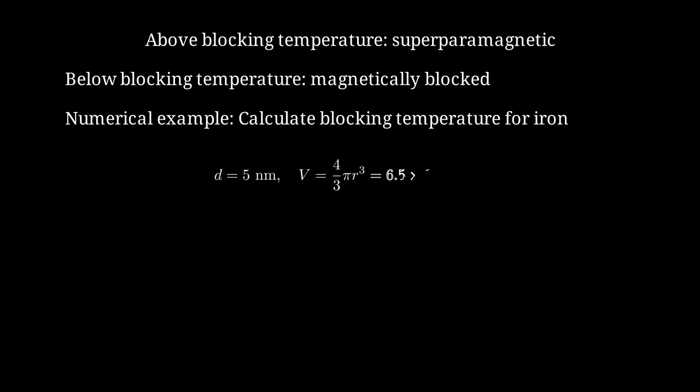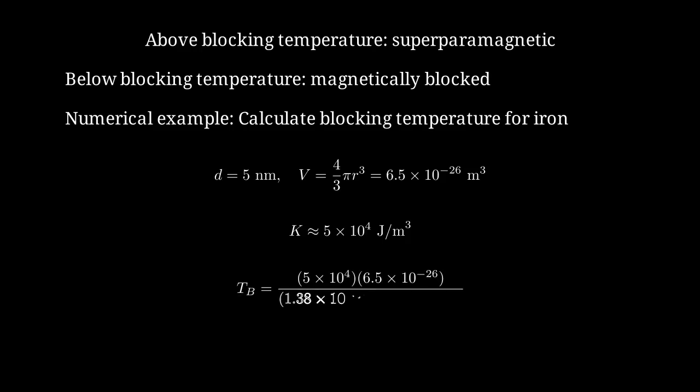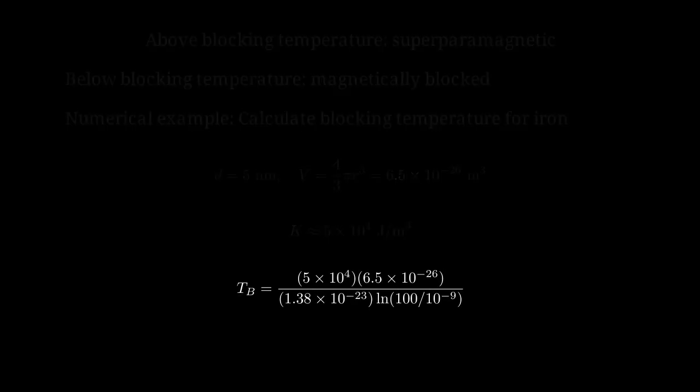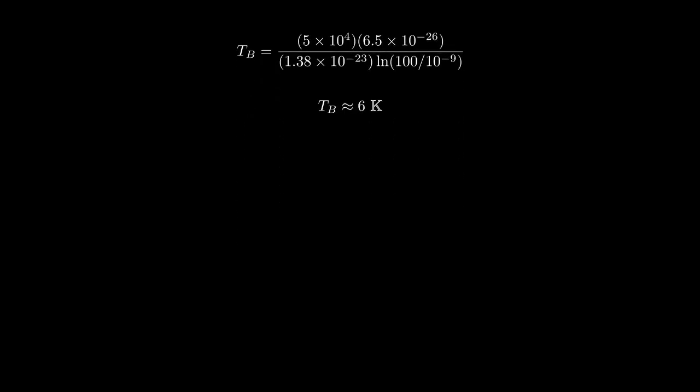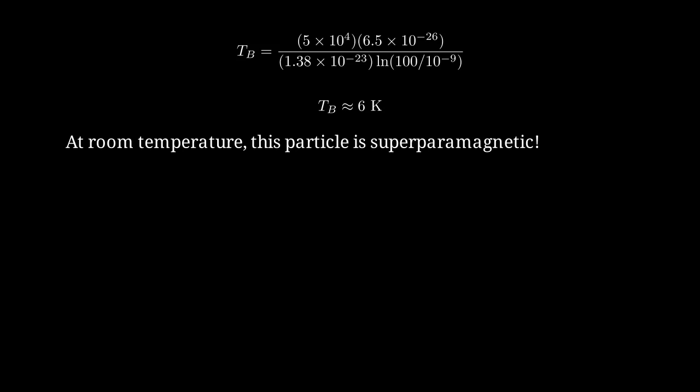For a 5 nanometer diameter sphere, the volume is about 6.5 times 10 to the minus 26 cubic meters. Using the same anisotropy constant of 5 times 10 to the 4th joules per cubic meter. Plugging into the formula with a typical measurement time of 100 seconds, we get a blocking temperature of approximately 6 Kelvin. Since room temperature is about 300 Kelvin, this 5 nanometer iron particle is definitely superparamagnetic at room temperature.